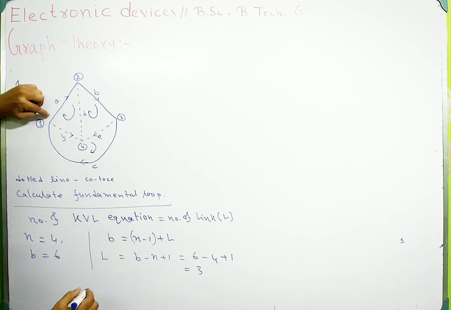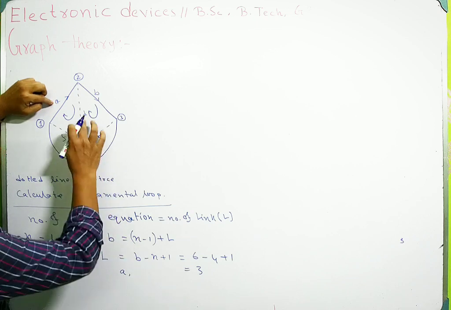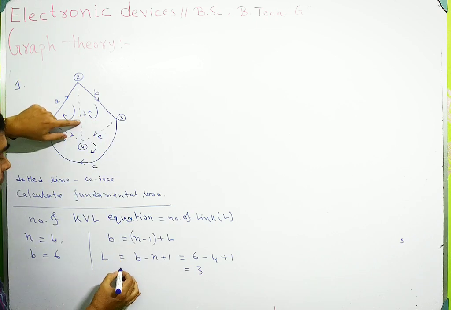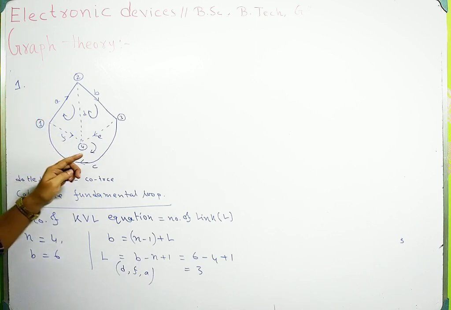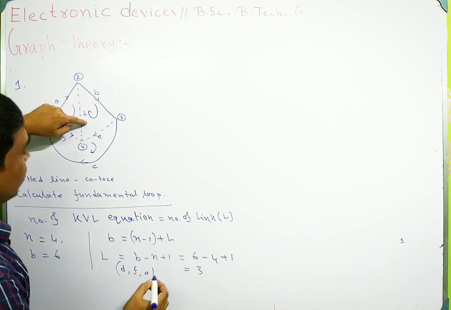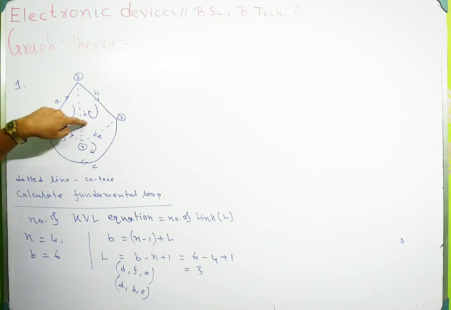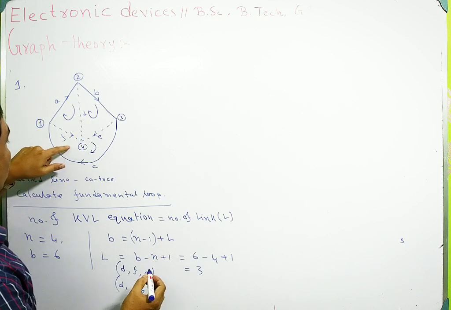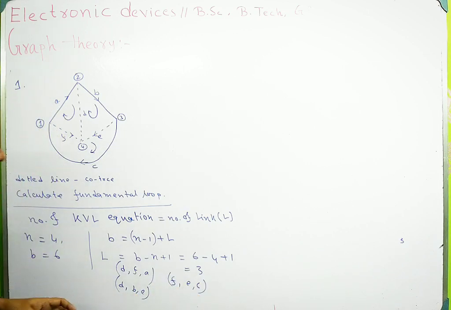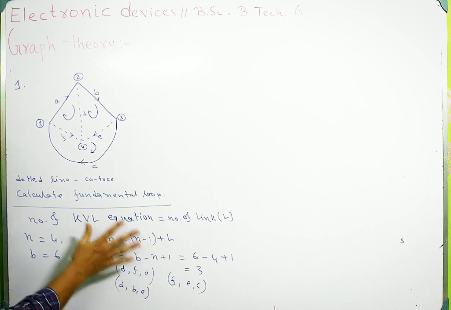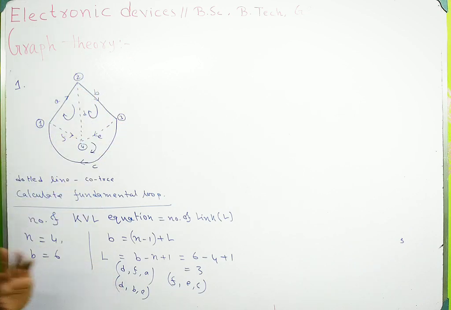So which are the loops? This is A, this is D. So you have to start with D. So D, F and A is loop number 1. D, B, E is another loop. And F, E and C is another loop. So these 3 loops are here. So the number of KVL equations of this graph is 3.